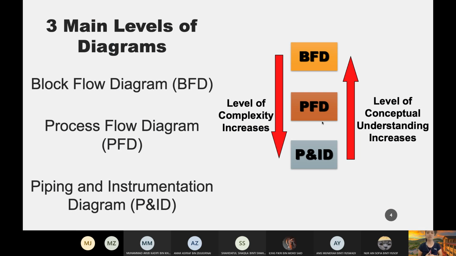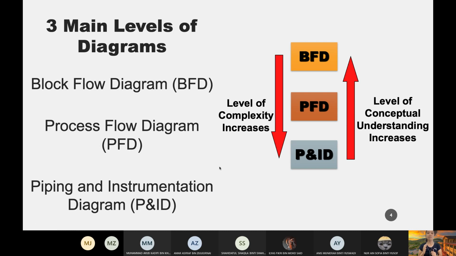Okay, so a process flow diagram basically has 3 levels. In design project 1, you will learn level 1 and level 2, which are block flow diagram and process flow diagram. Then in design project 2, you will do PNID, piping and instrumentation diagram. So for design project 1, you are supposed to come up with block flow diagram and process flow diagram. As you can see from the slide, it becomes more difficult as you go up the levels, and of course PNID will be the most complex one.